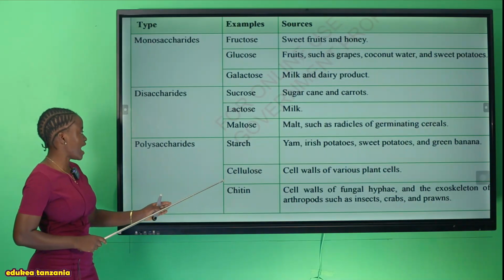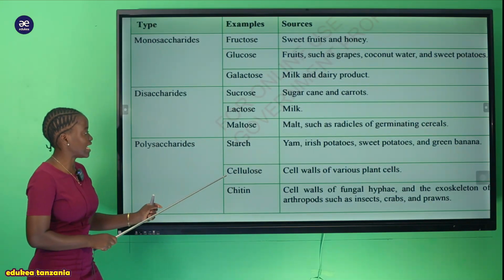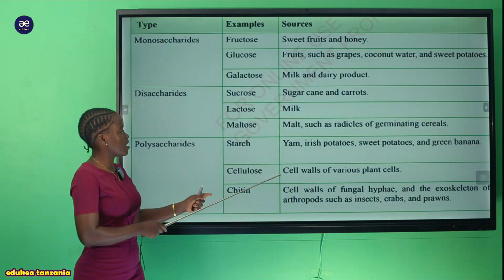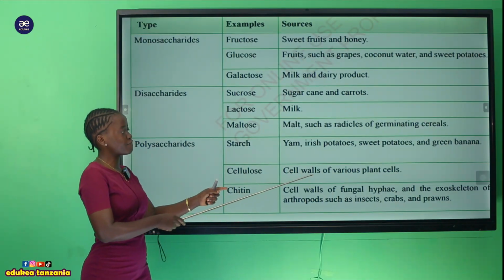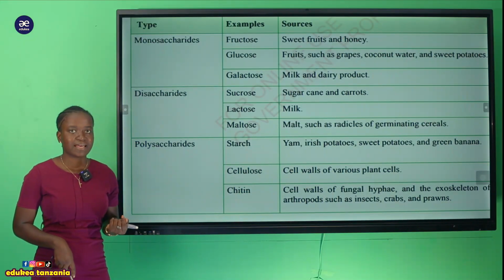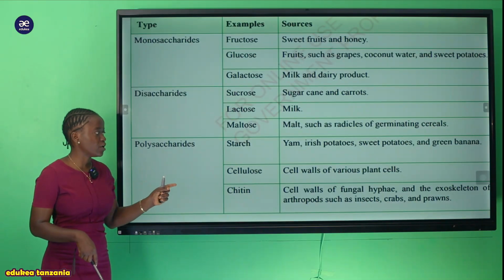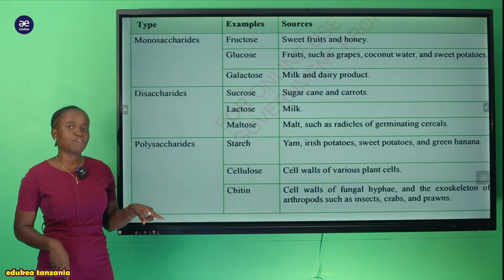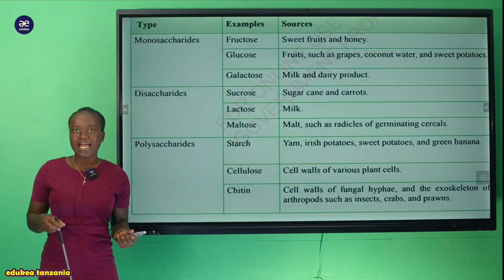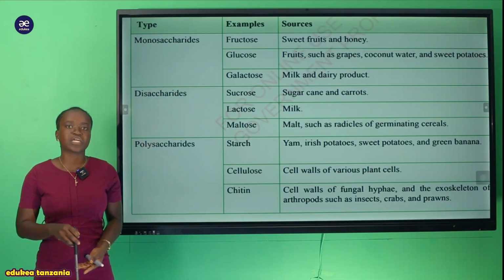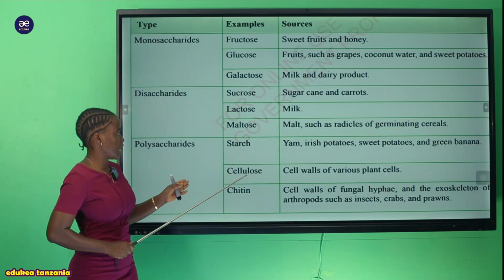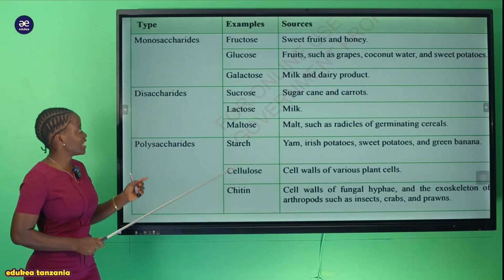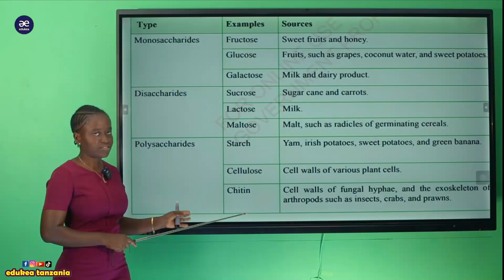But also we have another example of polysaccharide, that is cellulose. The cellulose, its source is from the cell wall of various plants. So you can find the cellulose in the cell wall of various plants. So any plant in their cell wall consists of this polysaccharide, that is cellulose. But the last here we have the chitin.